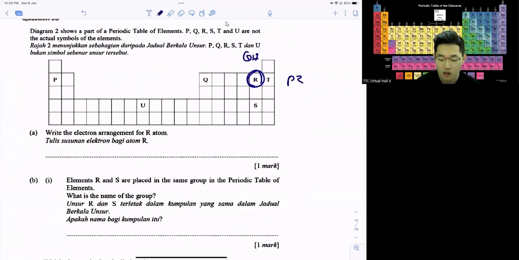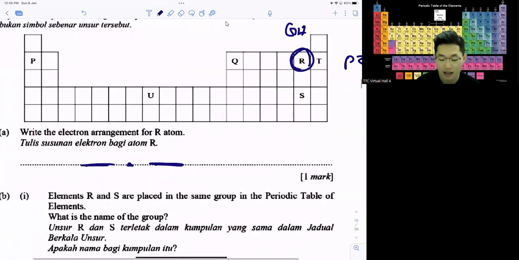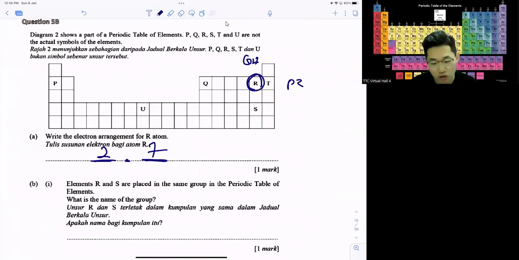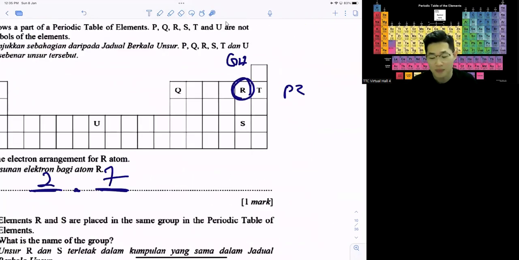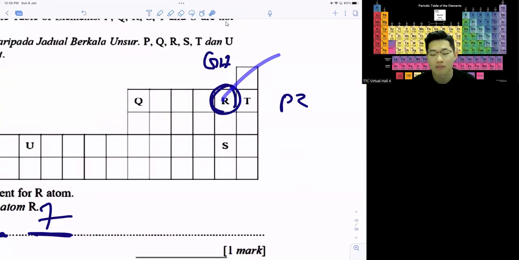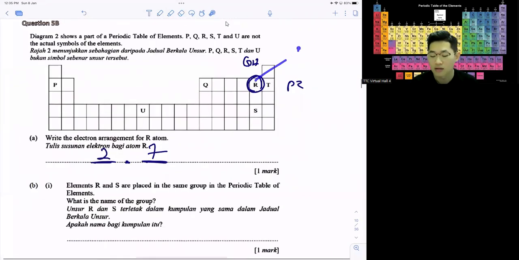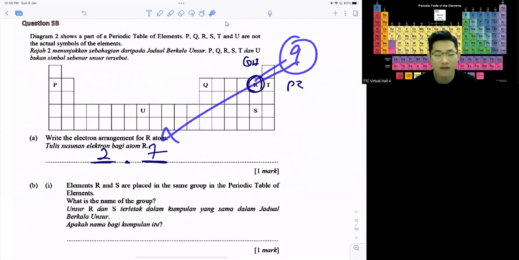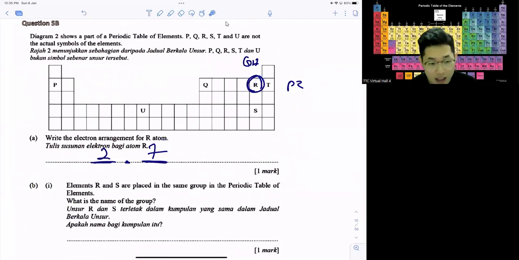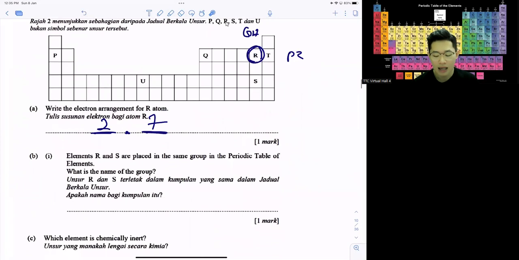Period 2, so it's supposed to have 2 shells, and then 2.7. Just in case you don't know, refer back to the periodic table. They will tell you what the proton number is, then you just put it into 2.7. Okay, next. Elements R and S are placed in the same group in the periodic table. What is the name of the group? R and S are placed in group 17 called halogen.